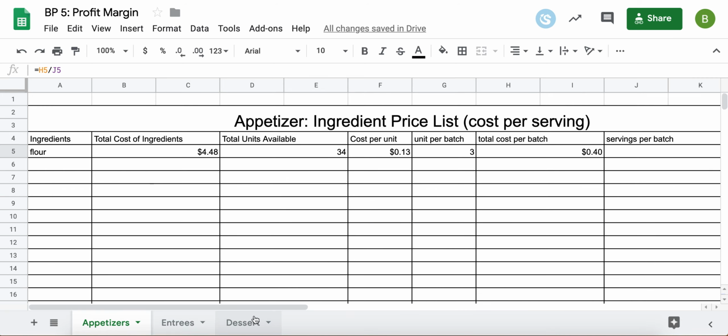If you go to the entree and dessert, you're going to find the same thing set up. You just got to know what your ingredients are, look at the prices and total units available.